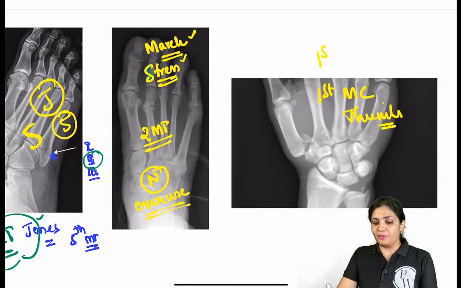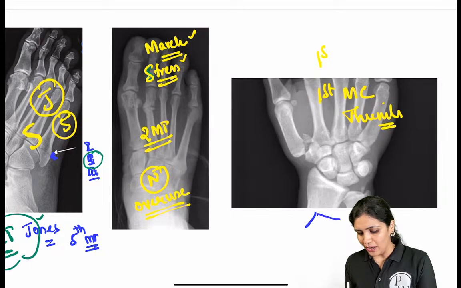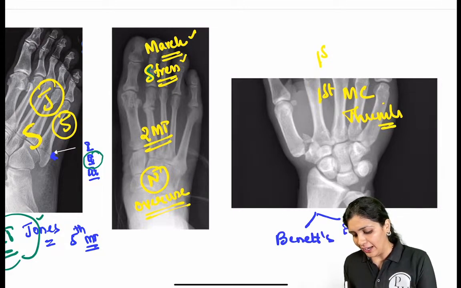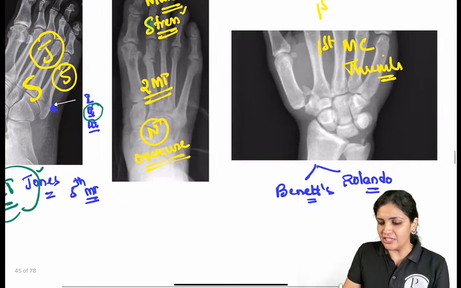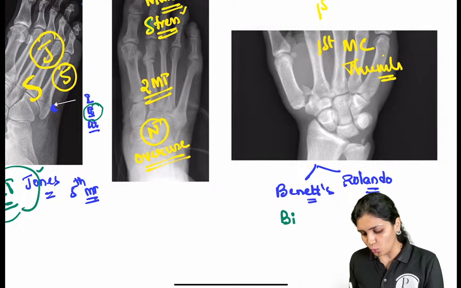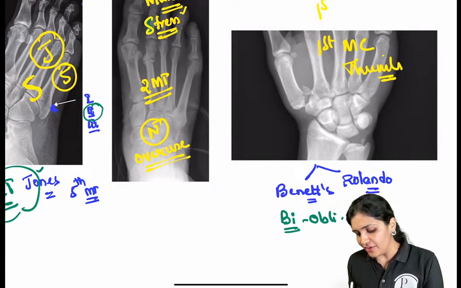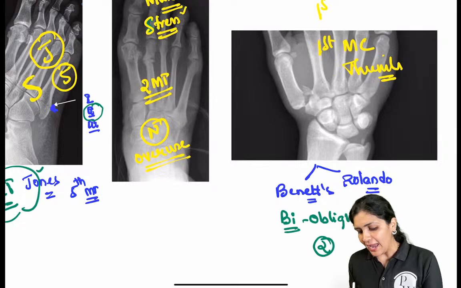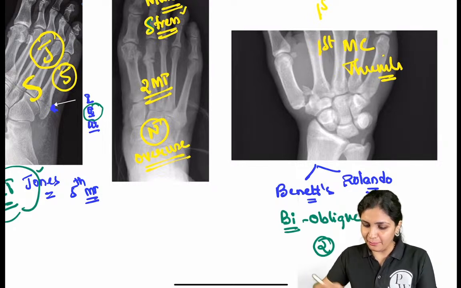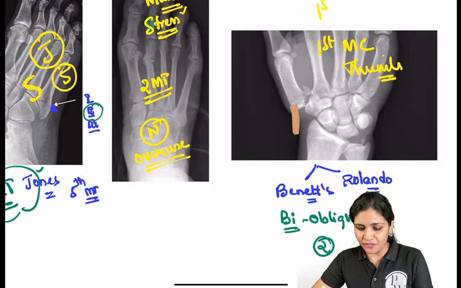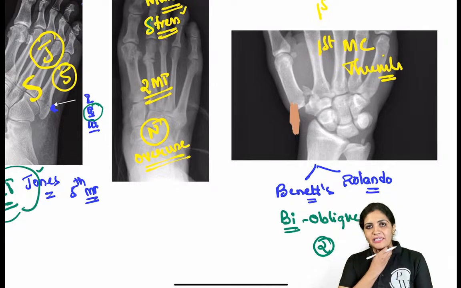Here there are two important fractures to remember. One is your Bennett's fracture, the second is your Rolando, right? The Rolando and the Bennett's. If you remember, Bennett's is for bi, that is 2. It is an oblique fracture where you see two fragments, and the important thing is the muscular attachment to the larger fragment, which is the abductor pollicis.